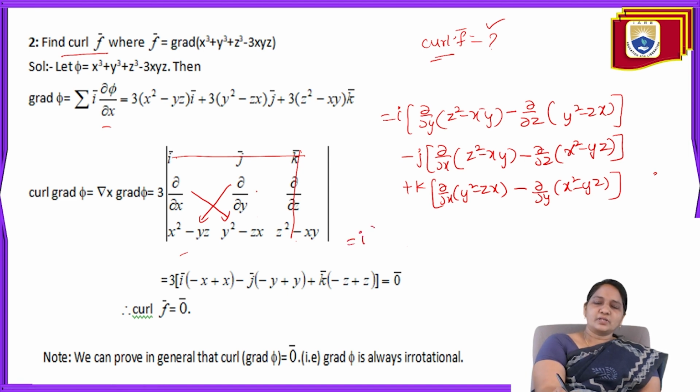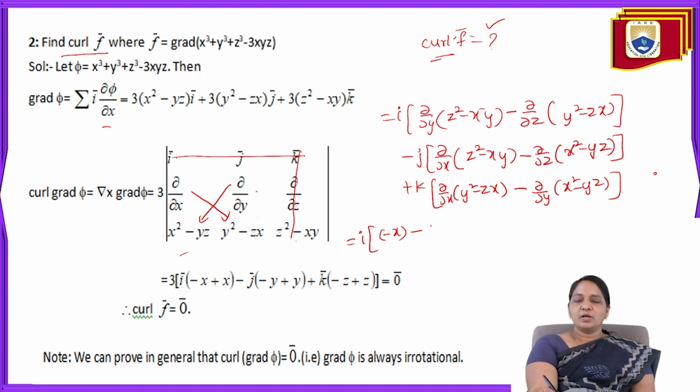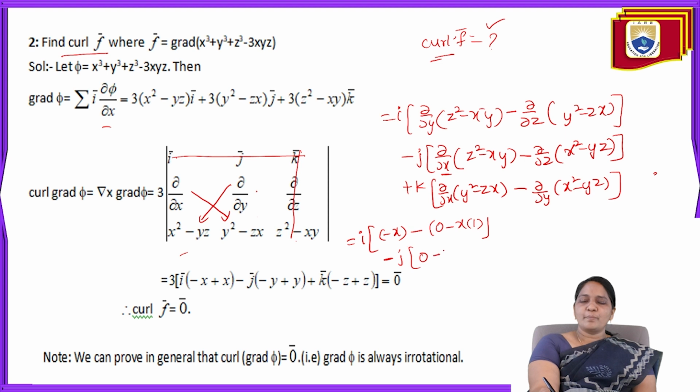Now we are doing the simplification. i into ∂/∂y of z square minus xy, so that is minus x, y is 1, z is 0. Minus ∂/∂z of y square minus zx, here y square is 0, minus x into z is 1. So minus x plus x here. This is about the first term. Next, second term, minus j into, with respect to x we are doing, so z square is 0 minus y, x is 1. Here also, minus ∂/∂z of x square minus yz, so x square is 0 minus, with respect to z we are doing, y is 1. Okay, next third term, plus k into, with respect to x we are doing, y square is 0 minus z, x is 1. Here, minus, with respect to y we are doing, 0 minus z.